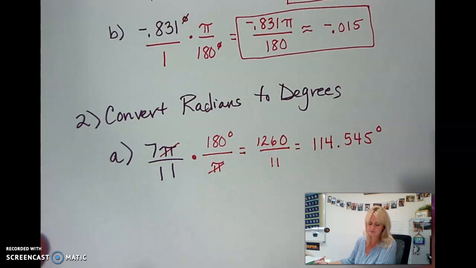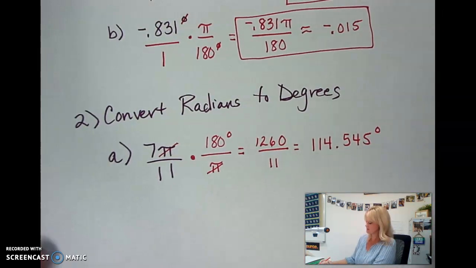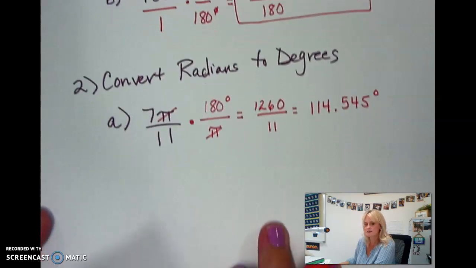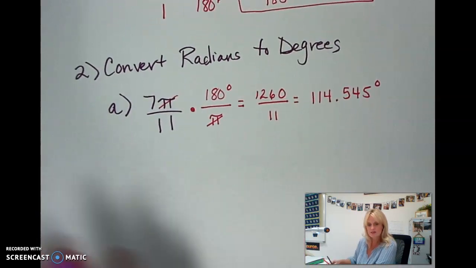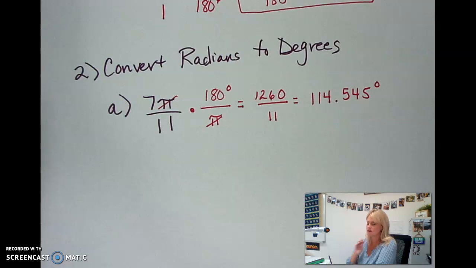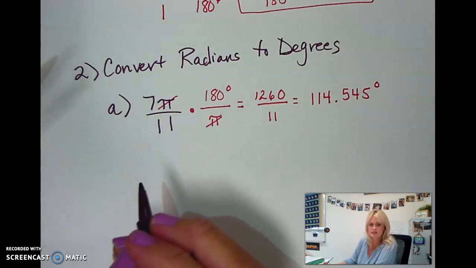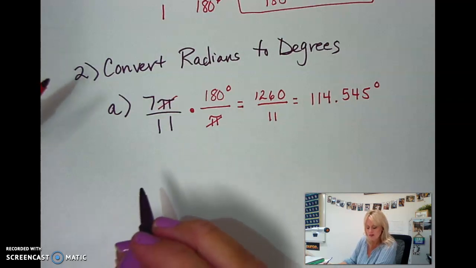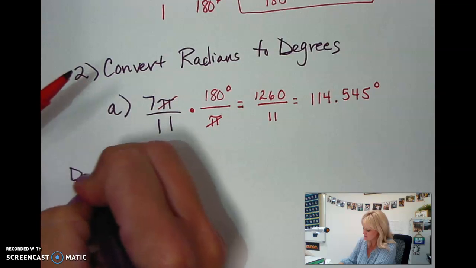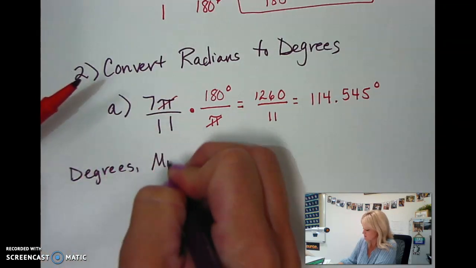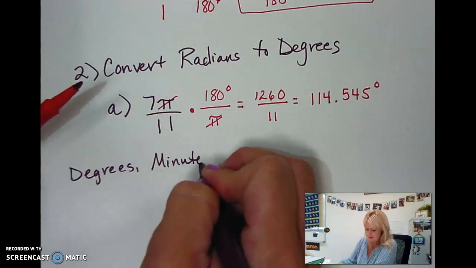degrees. Okay? Now, what's going to look different today is we're going to have some decimals. We're going to have some other symbols in our degrees. If you remember from the homework a few days ago, there were some funny symbols after the degrees. These are what we call degrees, minutes, and seconds.